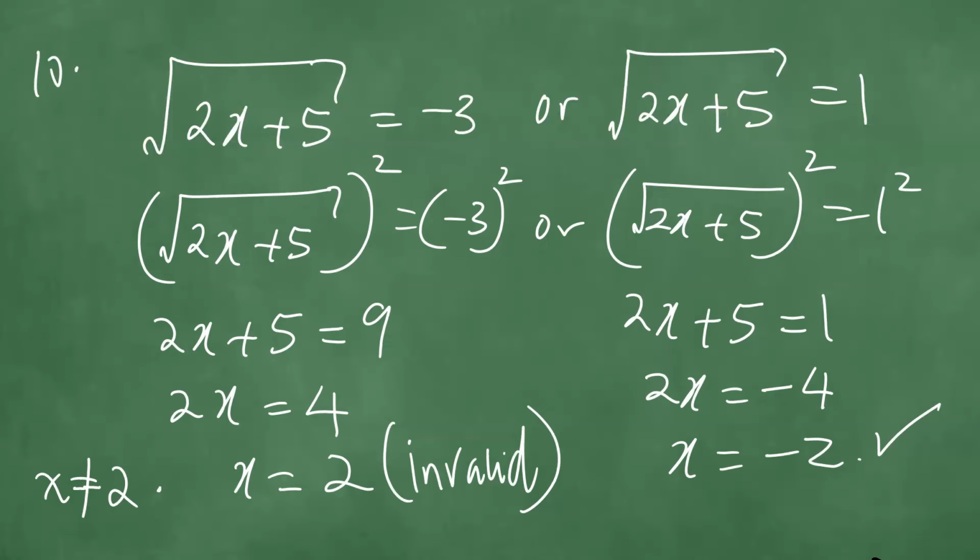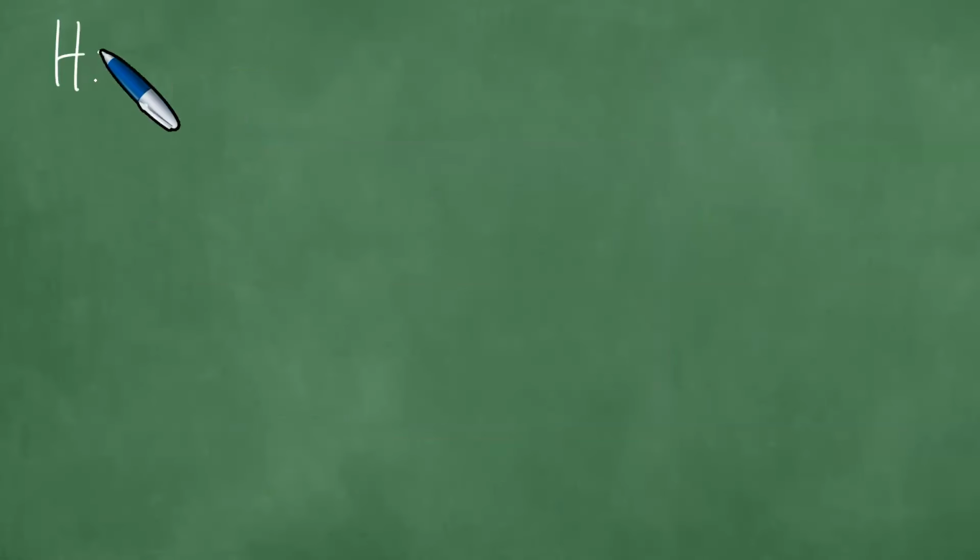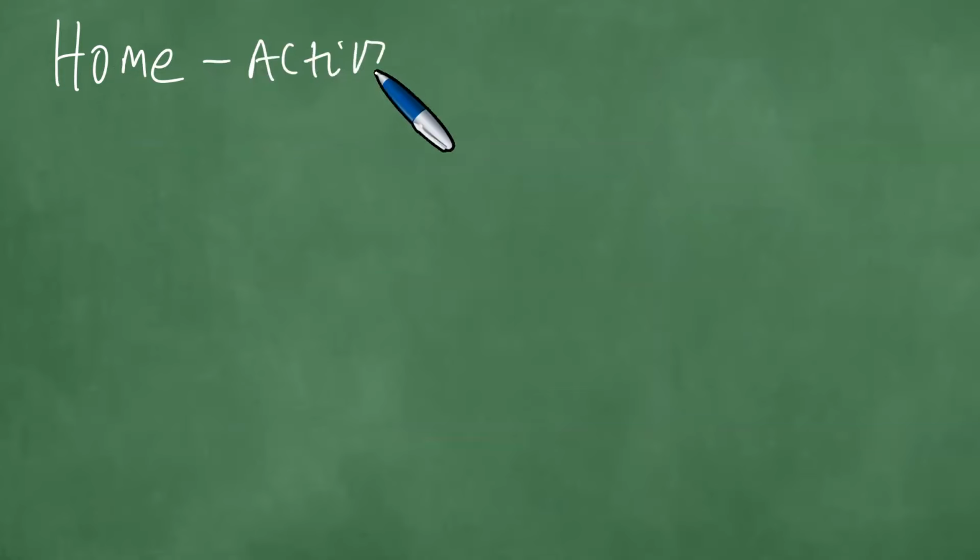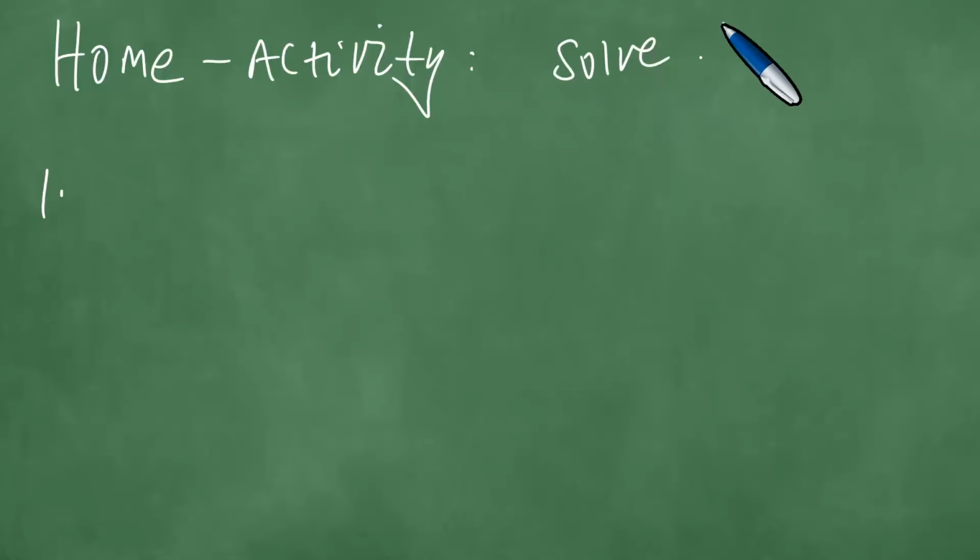Okay, we have used the K method to solve these particular questions. Let us try more problems. Here are two homework exercises. So the next two problems form part of your home activity. Right, number one of the home activity, we're requesting you to solve for x.